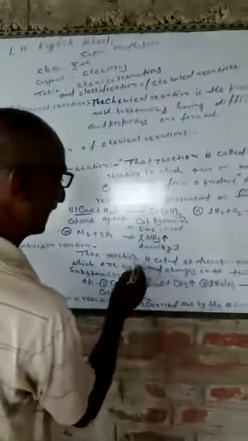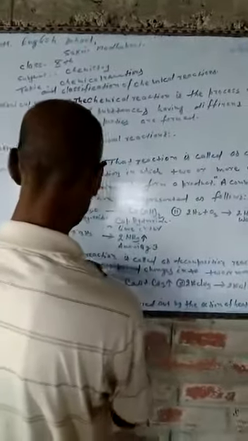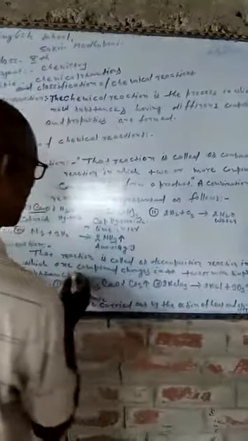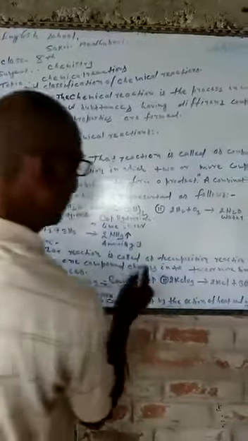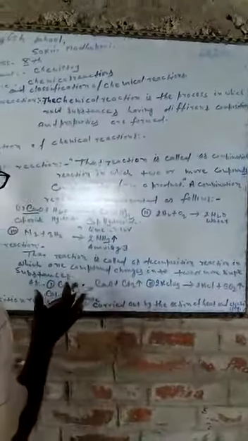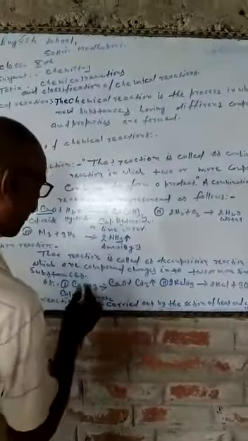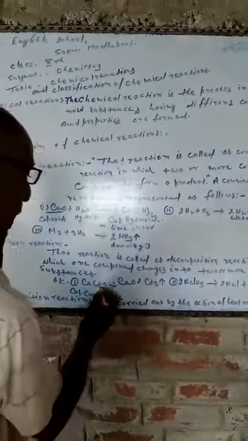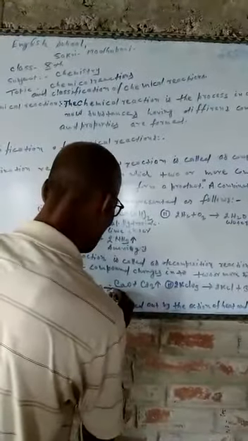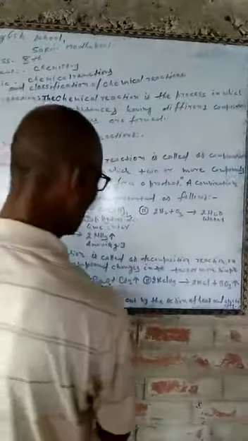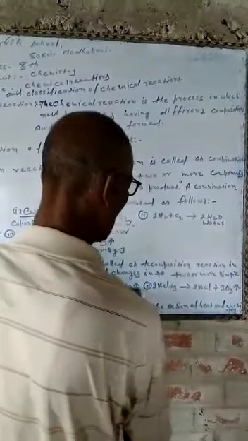Second, decomposition reaction. That reaction is called decomposition reaction in which one compound changes into two or more simple substances, as calcium carbonate. Calcium carbonate is also known as limestone. When heated, it forms calcium oxide plus carbon dioxide.